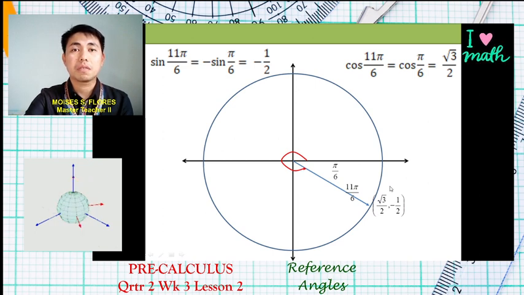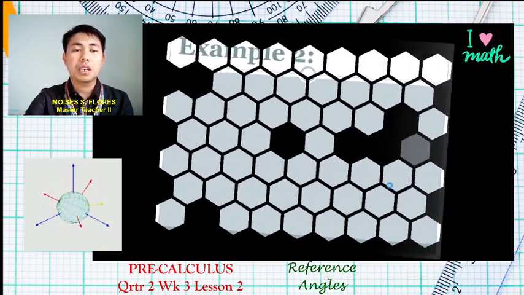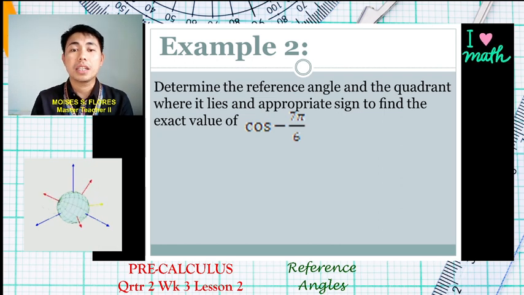Let's sketch it first, identify the quadrant, and consider the signs of your trigonometric functions and of course your coordinates. Let's have another example. Our second example is to determine once again the reference angle, the quadrant where it lies, and the appropriate sign to find the exact value of cosine of negative 7 pi over 6.